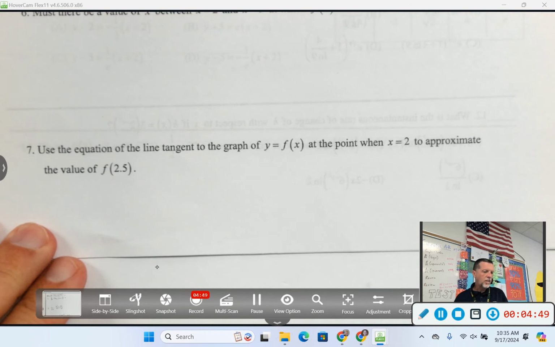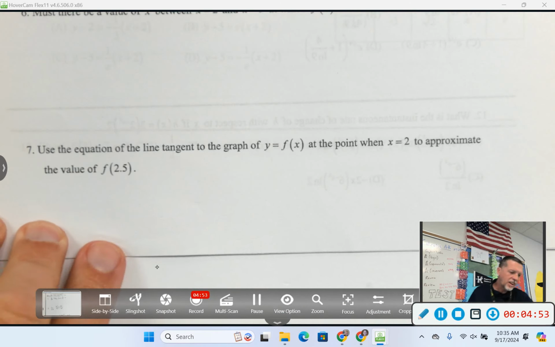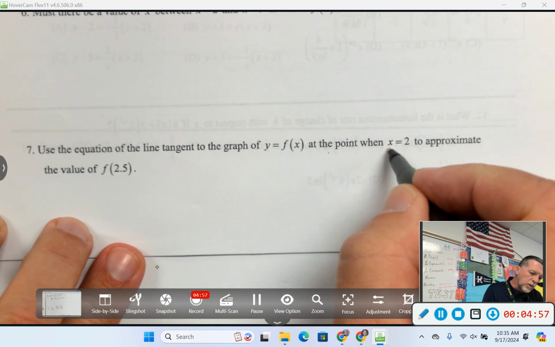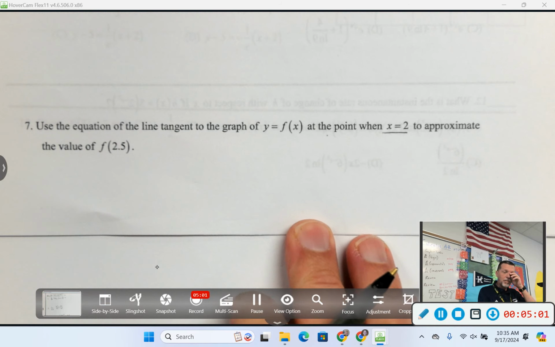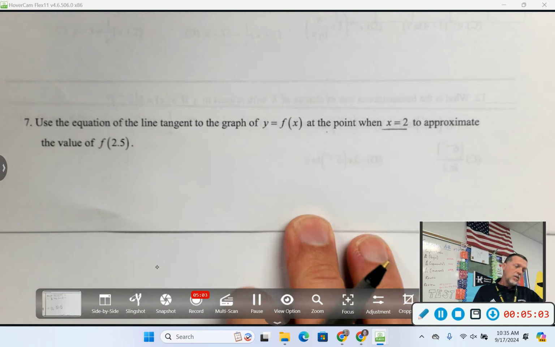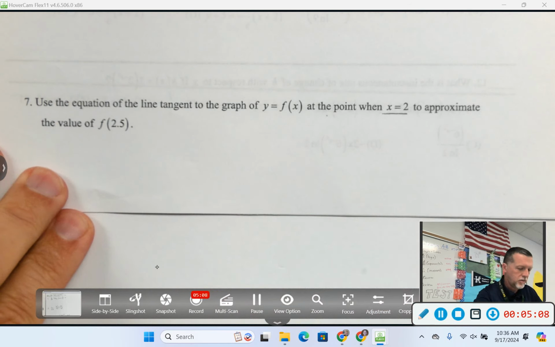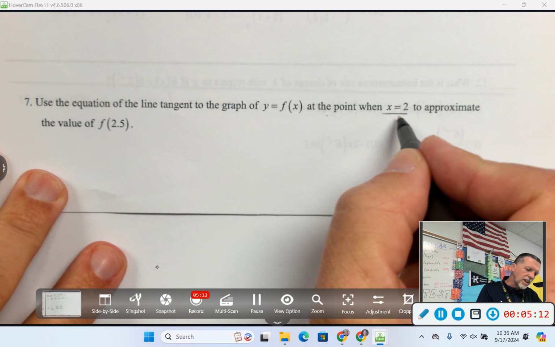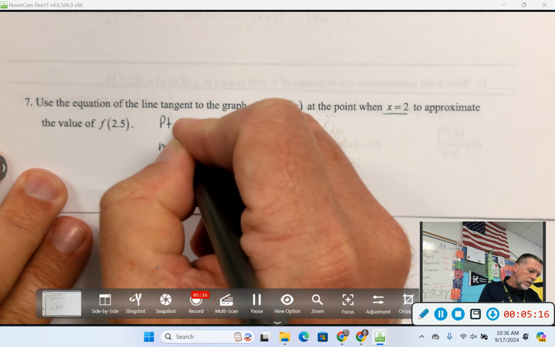Number 7, use the equation of a line tangent to the graph f of x at the point when x is 2 to approximate f of 2.5. Okay, we've done this a few times. Always makes a good free response question. I think it was one on the last test, so remember if it's this one or not. Okay, so I need a tangent line at x equals 2. So I need a point and a slope.